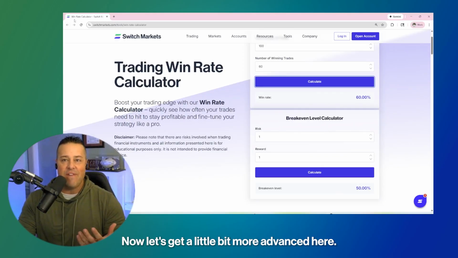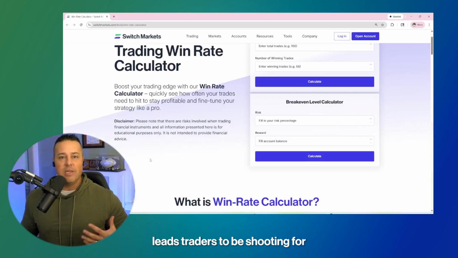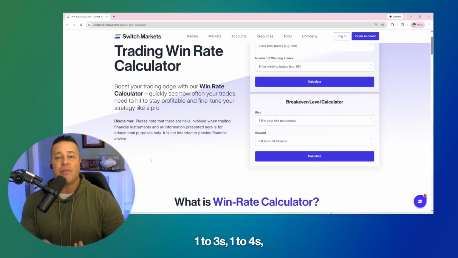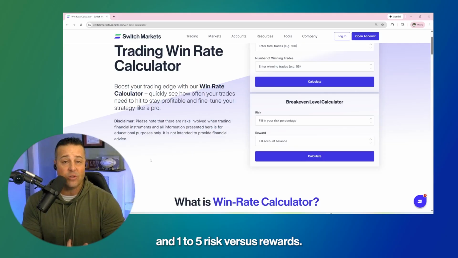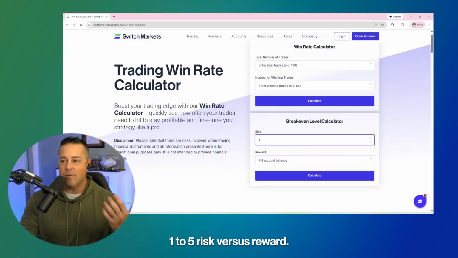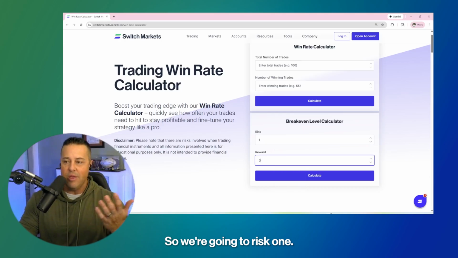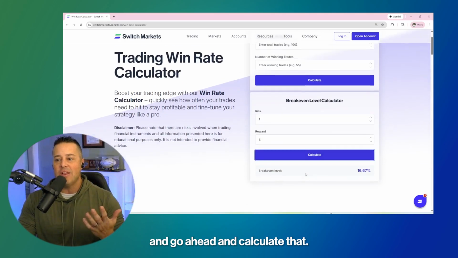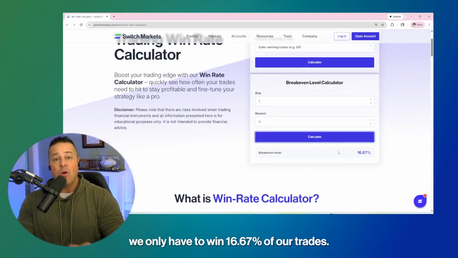Now let's get a little bit more advanced here. Conventional wisdom typically leads traders to be shooting for 1 to 3s, 1 to 4s, and 1 to 5 risk versus rewards. So let's take a look at just a standard 1 to 5 risk versus reward. So we're going to risk 1, we're going to get back 5, and calculate that. That means for our break-even level, we only have to win 16.67% of our trades.